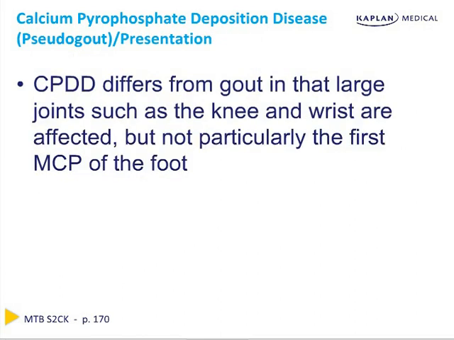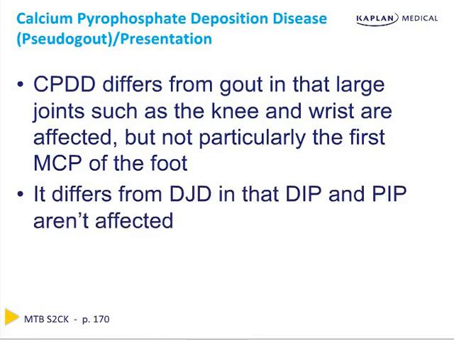Now, pseudogout differs from gout in that large joints are affected, such as the knee and wrist. You will very, very rarely see a patient come in with first metacarpal disease, as we are so commonly attuned in gout. It differs from degenerative joint disease in that the distal interphalangeal and the proximal interphalangeal joints are not affected.